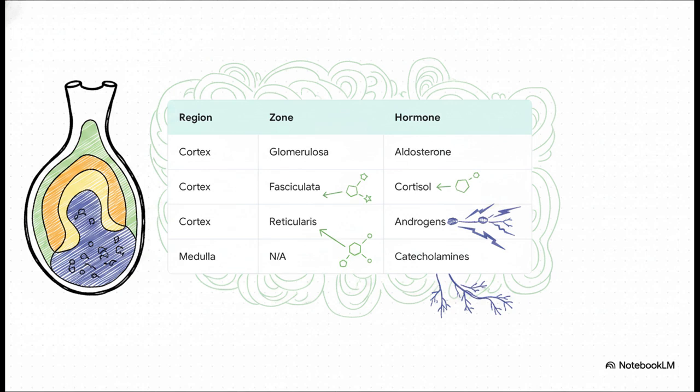But then in stark contrast, you have the inner medulla. This comes from neural crest cells and basically acts as a neurological outpost, just pumping out catecholamines like adrenaline and noradrenaline. It's a dual nature setup, and you've got to keep that straight.